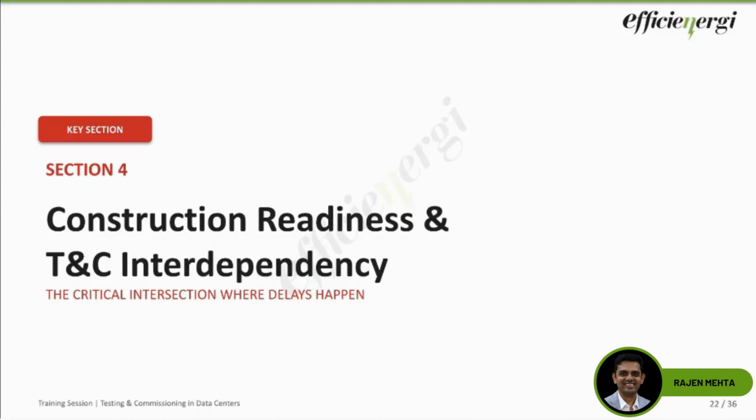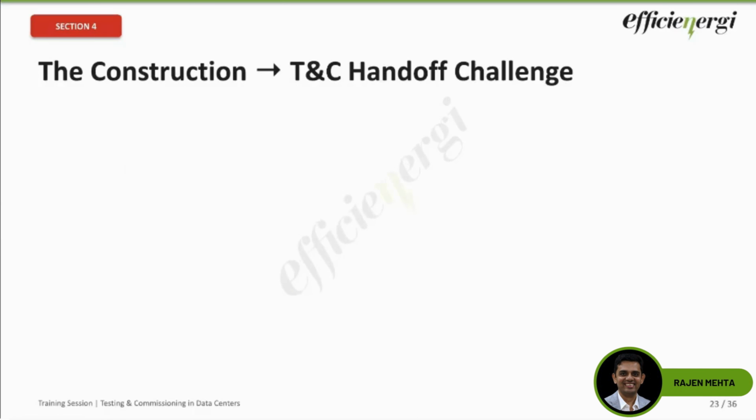And my key message that I want to pass on here, before I dive into this, is that construction and testing and commissioning are not sequential. They overlap with each other, and poor coordination in this overlap causes cascading delays. That's the message I want to give. We'll look at prerequisites, we'll look at handover challenges and best practices. Okay. So the construction TNC handoff challenge.